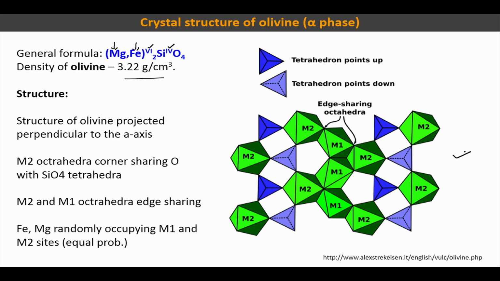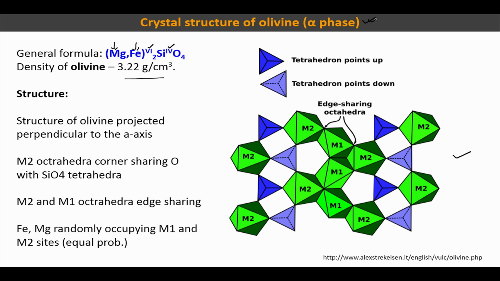In this structure, the structure of olivine is projected perpendicular to the a axis. Okay, so imagine this projection is perpendicular to the a axis. Sometimes in other books you will find that the projection is in a different axis, so the diagram can rotate slightly. Okay. So, if you see this diagram, olivine is also known as the alpha phase.